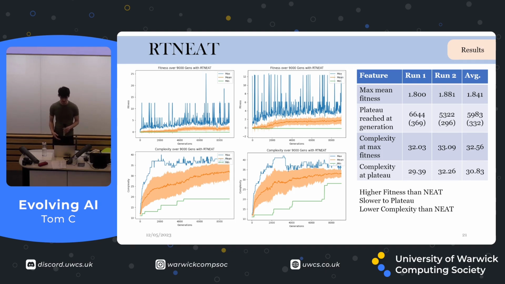Interestingly, despite the fact this algorithm has no destructive mutations, the complexity seems to plateau a little bit. It reaches around 35 without going much higher than that, which is significantly lower than the NEAT algorithm.